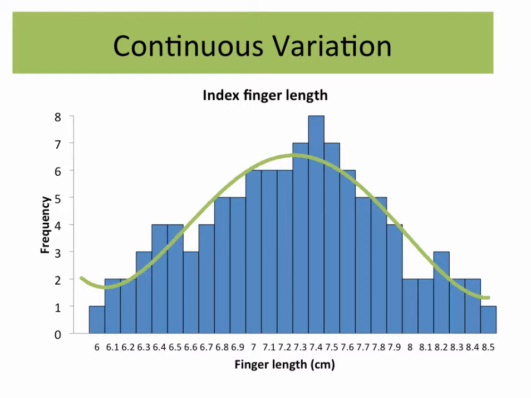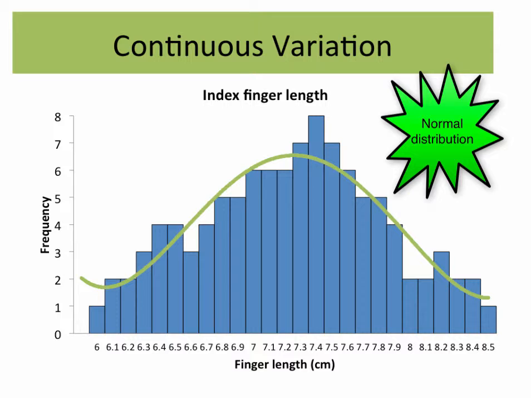Here's an example of a graph you may see with continuous variation. This one here is about finger length. You can see that the average finger length has the highest frequency, and the numbers trail off to the sides. This is what's called a normal distribution, which you might have studied in maths. Continuous variation would be plotted in a graph like this, a histogram where the bars are touching, and the line can be drawn to show the normal distribution.